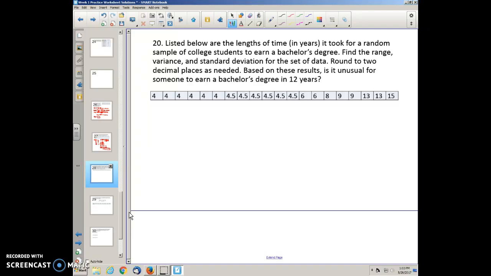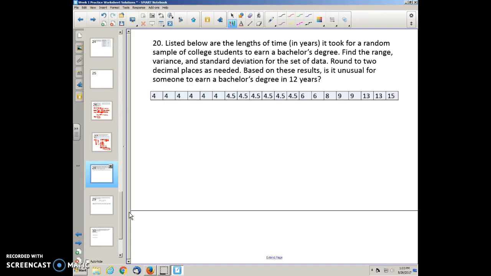Listed below are the lengths of time in years it took for a random sample of college students to earn a bachelor's degree. Find the range, variance, and standard deviation for the set of data. Round to 2 decimal places as needed. Based on these results, is it unusual for someone to earn a bachelor's degree in 12 years?